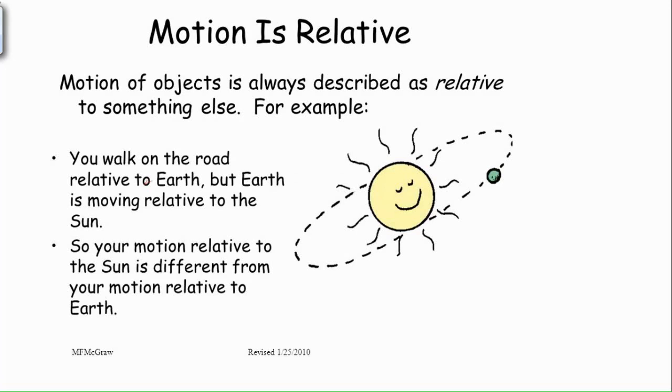Motion of an object is always described relative to something else. For example, you walk on the road relative to the earth, but the earth is moving relative to the sun. So your motion relative to the sun is different from your motion relative to the earth. When you are moving on the road, you simply think that we are moving with respect to the ground, but normally we are moving with respect to the sun also.